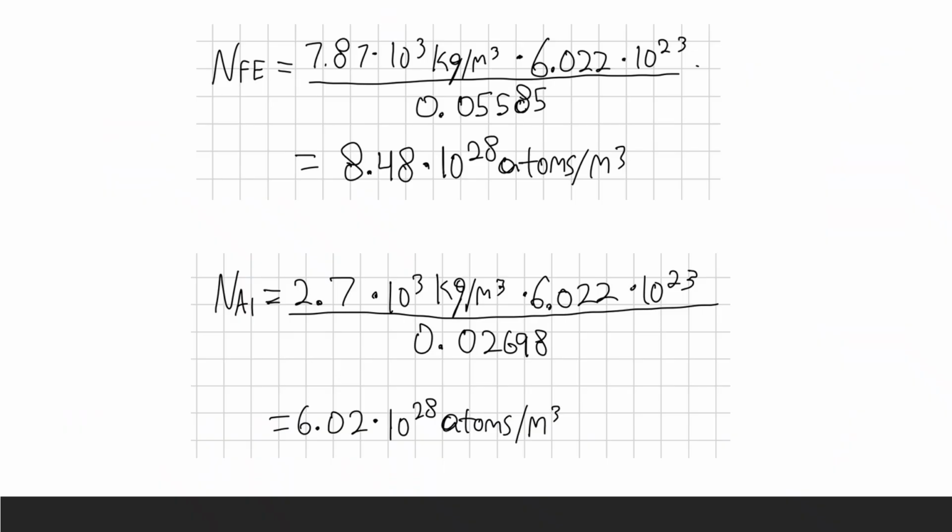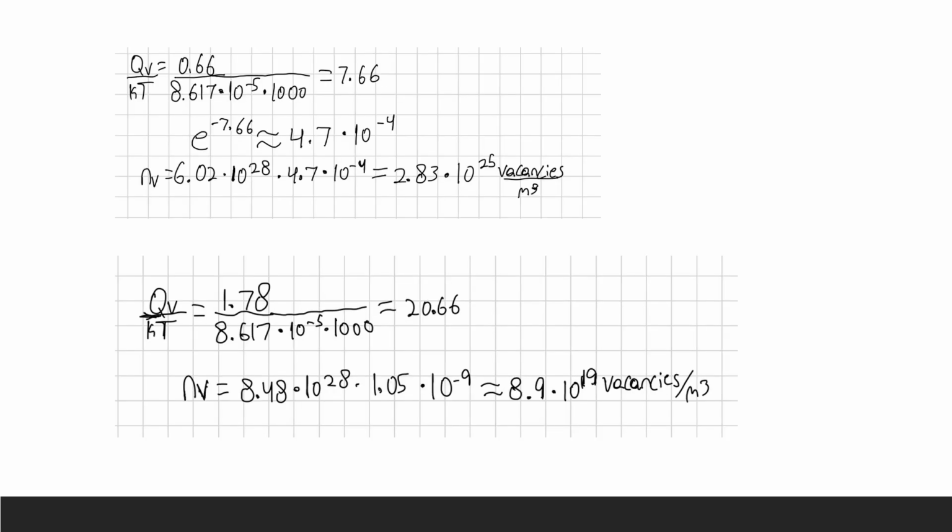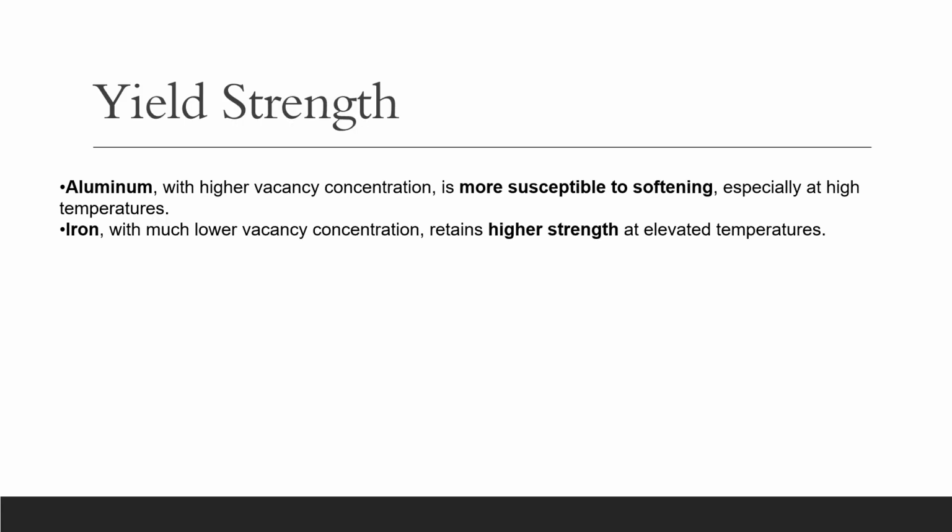You see here we have the concentration values for both iron and aluminum. And here are the probabilities for both iron and aluminum. Now, what does this mean for yield strength? It means aluminum with a higher vacancy concentration is more susceptible to softening, especially at higher temperatures. However, iron with much lower vacancy concentration retains higher strength at elevated temperatures.